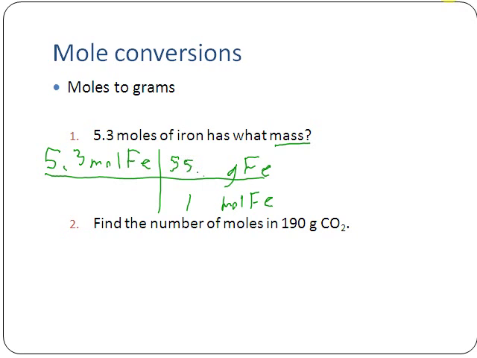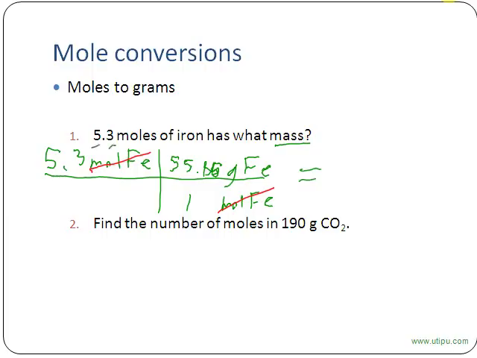So 55.85, 85 or 86? 85, I don't know why I wrote a 6 there. So 55.85 grams of iron in 1 mole iron. Units, moles iron cancels off. That gives me only grams iron left. And so once again, let's plug it into the calculator. Multiply across the top. 5.3 times 55.85 divided by 1. And so we end up in this case with an answer of 296.